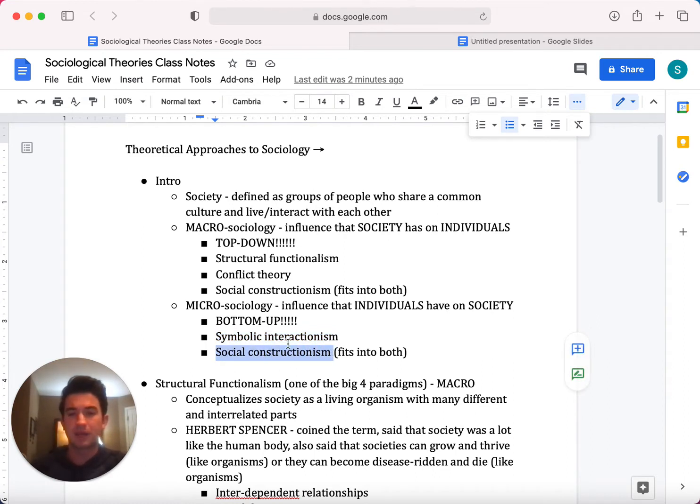Okay, this is that one paradigm I told you guys fits into both macro and micro sociology. And that's because it really just depends on the context, and I'll go through that too. There's not much you really have to know about social constructionism. It's kind of intuitive when you see it on the test. But I just want to point out that it exists. I'll give you guys little tips about when you should select an answer choice that might pertain to social constructionism, and what kind of wording and questions might tip you off that they're looking for social constructionism specifically.